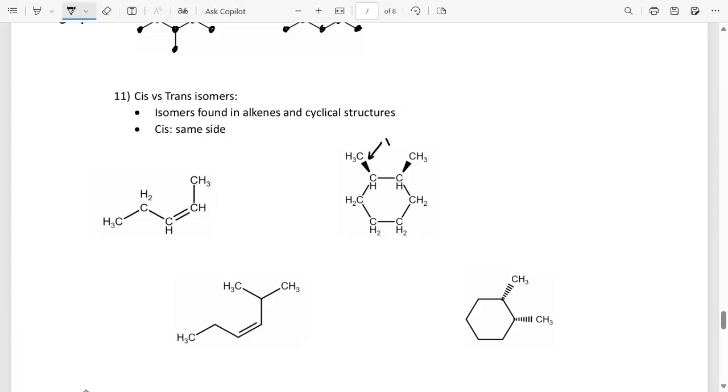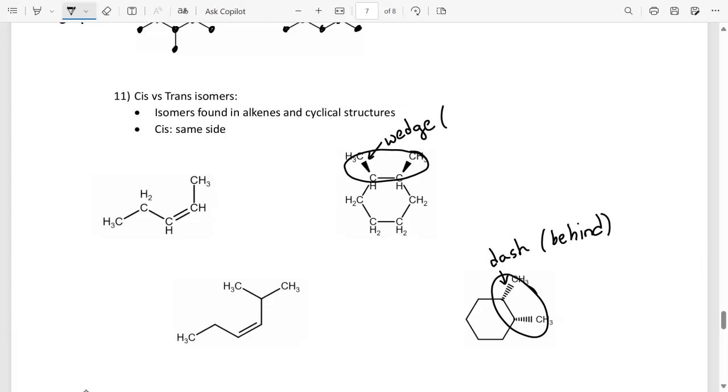So here, this is what we call a wedge. And here is what we call a dash. So you would have to have either 2 wedges or 2 dashes in order for it to be considered on the same side. The wedge is sticking out at you in front of the screen, and the dash is sticking out behind the screen. So they're on the same side. And this is in front. But it's the fact that you have both wedges or both dashes that make it a cis.